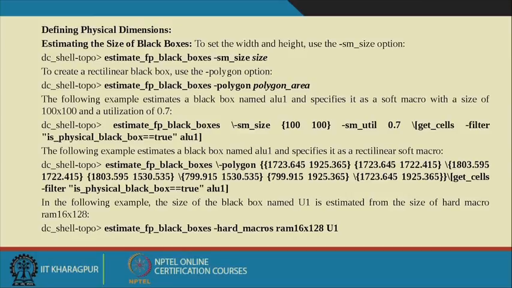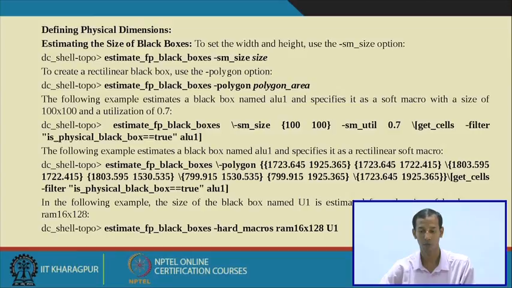There is one example for that. In the following example, estimate a black box named ALU1 and specify it as a soft macro with a size of 100 by 100 with a utilization of 0.7. How can you do that? You can write the command estimate_fp_black_boxes with the size of 100 by 100, the utilization factor of 0.7, and the cell name ALU1. So I have set that name as ALU1.